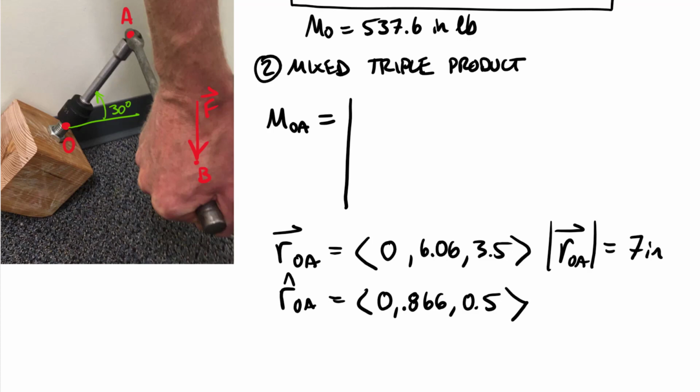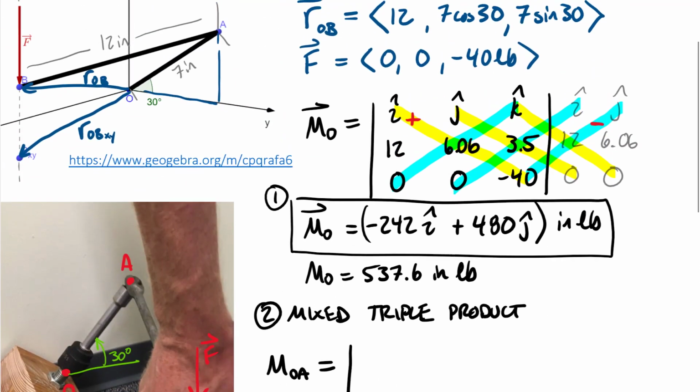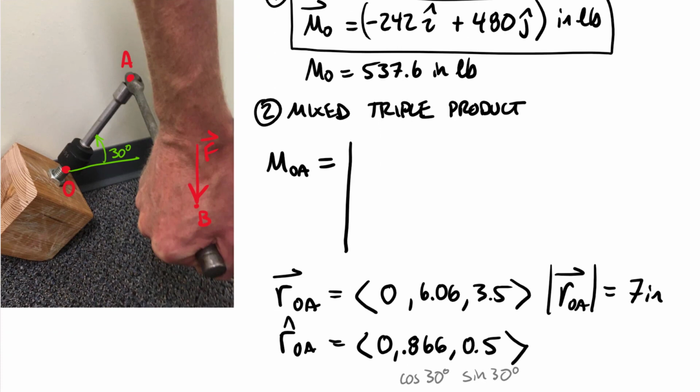Now, if these two values of 0.866 and 0.5 look somehow familiar to you, it turns out that they should be. This is the sine of 30, and this is the cosine of 30. We talked in chapter 2 about how the unit vector components of a two-dimensional vector are simply the sine and the cosine of an interior angle of that triangle. So we're saying here that fundamentally our unit vector, this one right here, our U hat OA, has components that are the sine and cosine of 30 because it's defined by that 30-degree angle. All right, so back to our mixed triple.